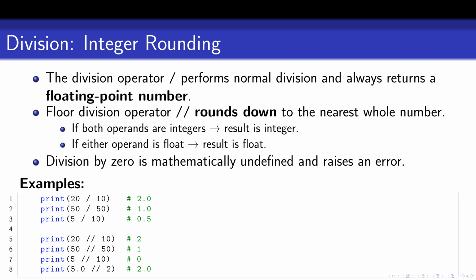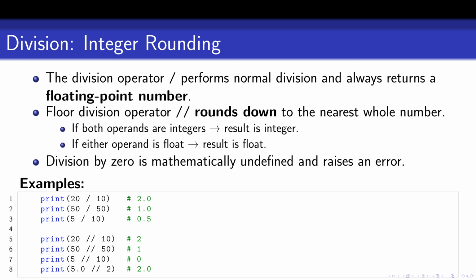A second operator, the double slash, is called floor division, and it rounds the result down to the nearest whole number. If both operands are integers, the result will be an integer, but if either operand is a float, the result will be a float rounded down. For instance, 5 divided by 10 with floor division gives 0, because the remainder is discarded.